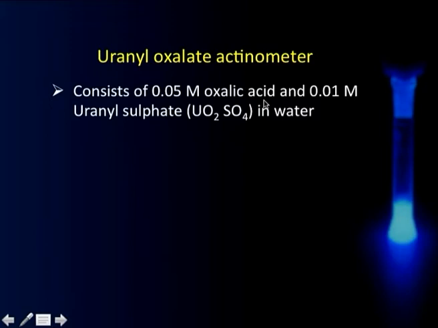Now, let us take up a system which is typically used as an actinometer, and that system happens to be the uranyl oxalate actinometer. It is a very commonly used actinometer. Typically, it consists of a mixture of 0.05 molar oxalic acid and 0.01 molar uranyl sulfate taken in water. That is the system we have. Now, let us see what reactions are involved in the whole process whereby uranyl sulfate acts as an actinometer. The reactions are as follows.